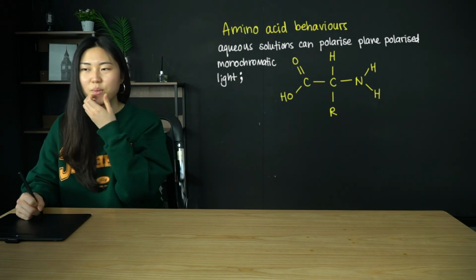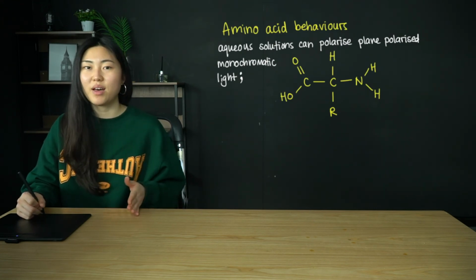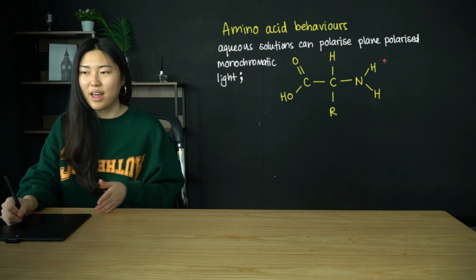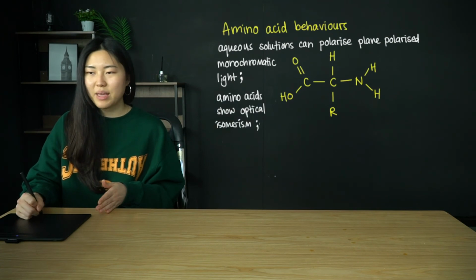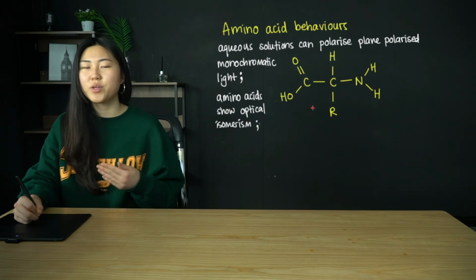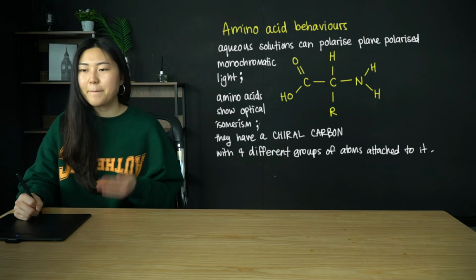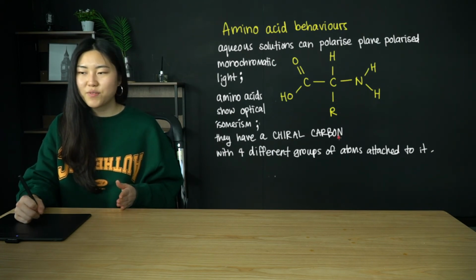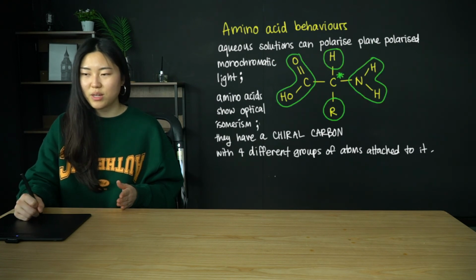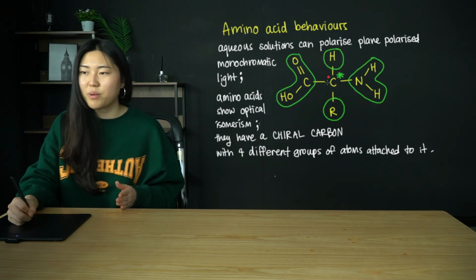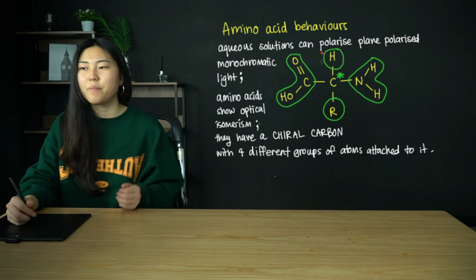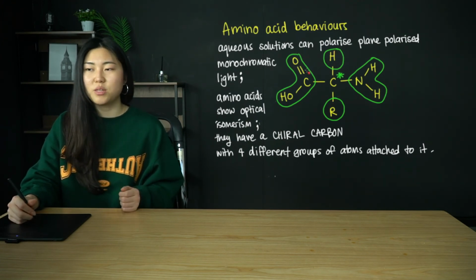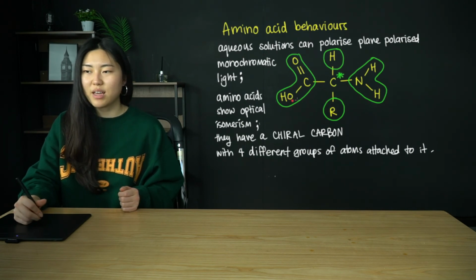And also, aqueous solutions of amino acids can polarize plane polarized monochromatic light. Okay, so what that means is that they can show optical isomerism. That is because they have a chiral carbon with 4 different groups of atoms attached to it. So you can see that this carbon over here is the chiral carbon, right? Because H is a different group, NH2 is a different group, R is going to be a different group, and we have the carboxylic acid.